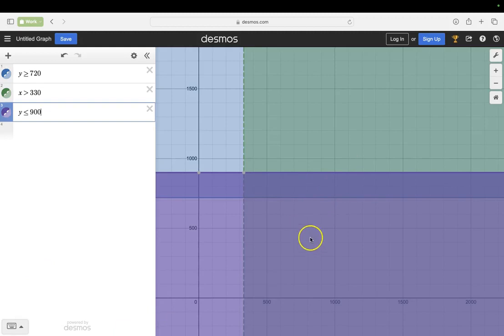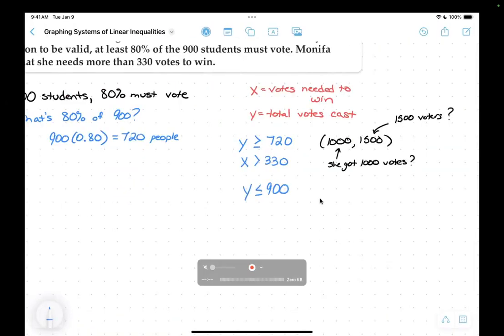It looks like one of the points that's in here is, let's do this point right here. This is the point 800, 900. This means 900 people voted and 800 voted for her. That seems reasonable. What about this point right here? This is the point 900, comma 800. Could that happen? Well, the point 900, 800 means she got 900 votes, but only 800 people actually voted. How could she get more votes than there were voters?